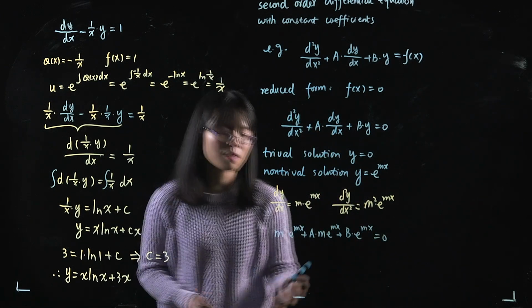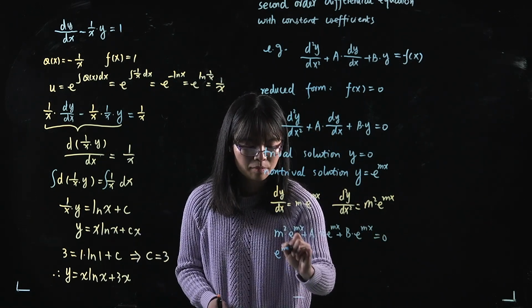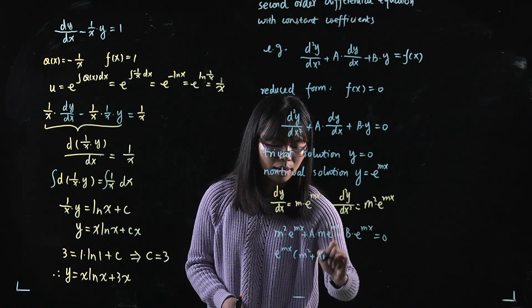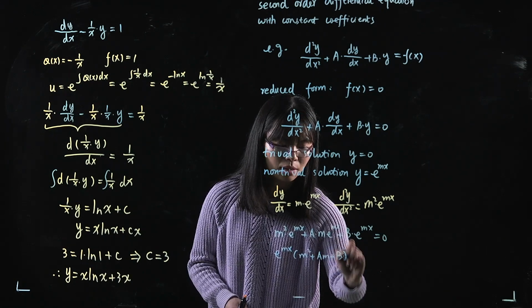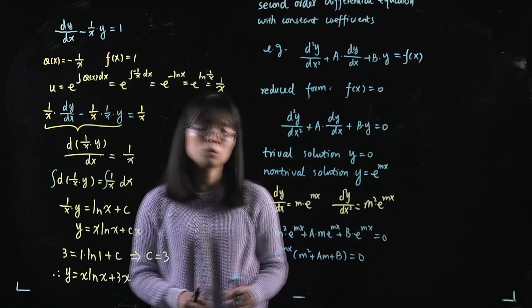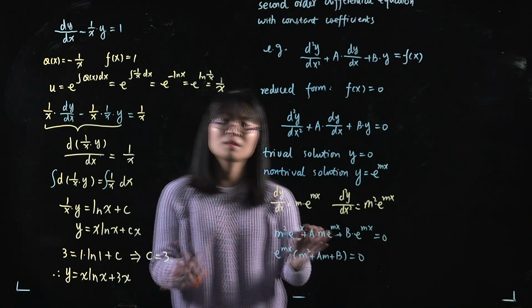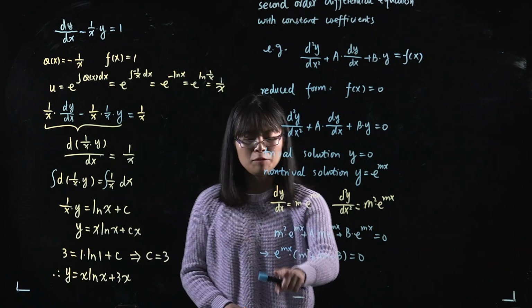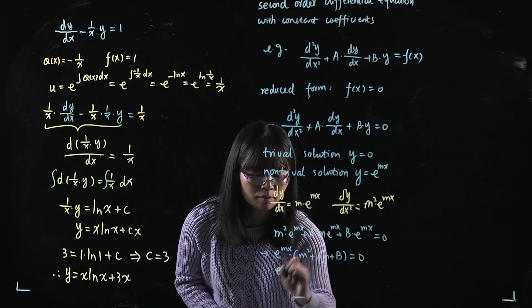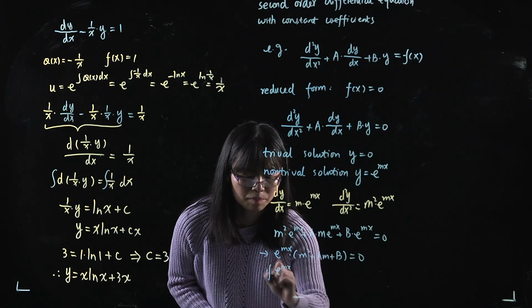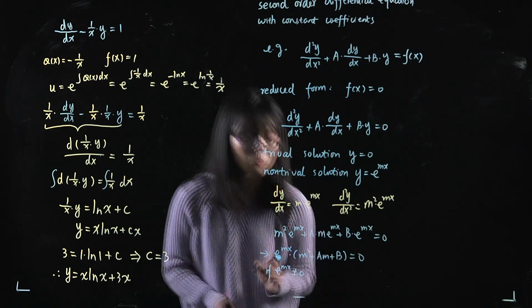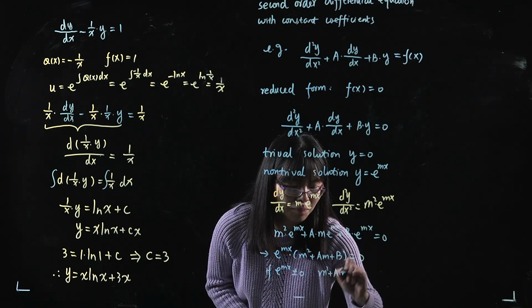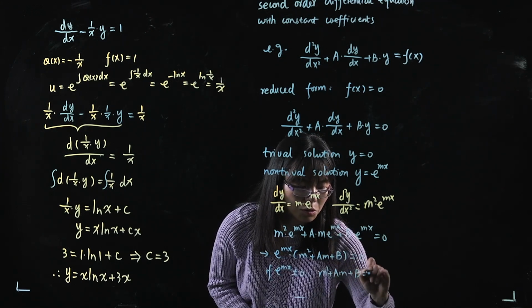We can factor out the e^(mx), and we get (m squared plus am plus b) times e^(mx), the whole thing equals 0. Okay, to find the solution of this equation, if e^(mx) is non-zero, then we have m squared plus am plus b equals 0.